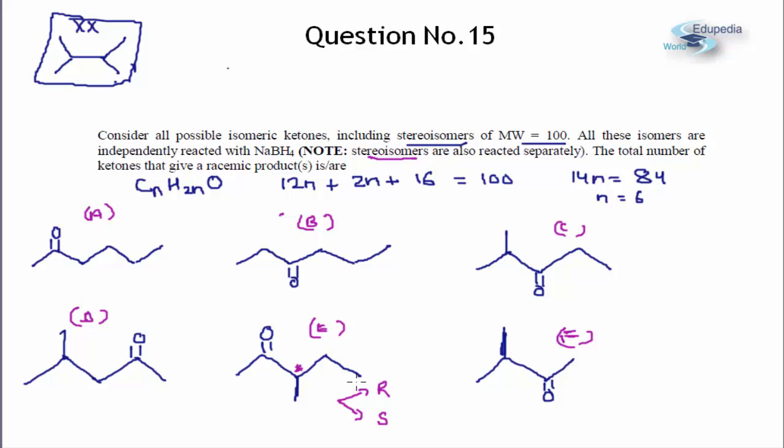So let me consider each one of them one by one. Let me draw structure A first. In structure A we had an open chain without any branching, a straight chain of 1, 2, 3, 4, 5 and 6 carbons, and a double bond O was fixed at this position. This was my structure A, and this was being reduced with NaBH4.